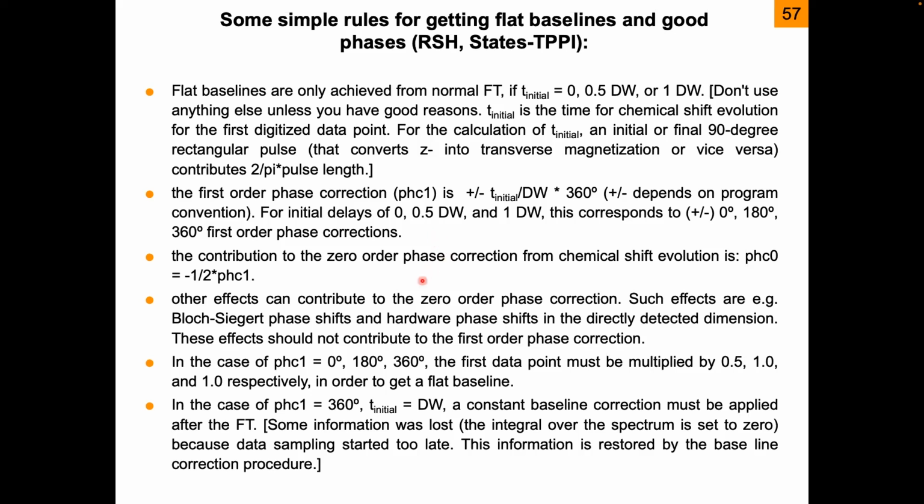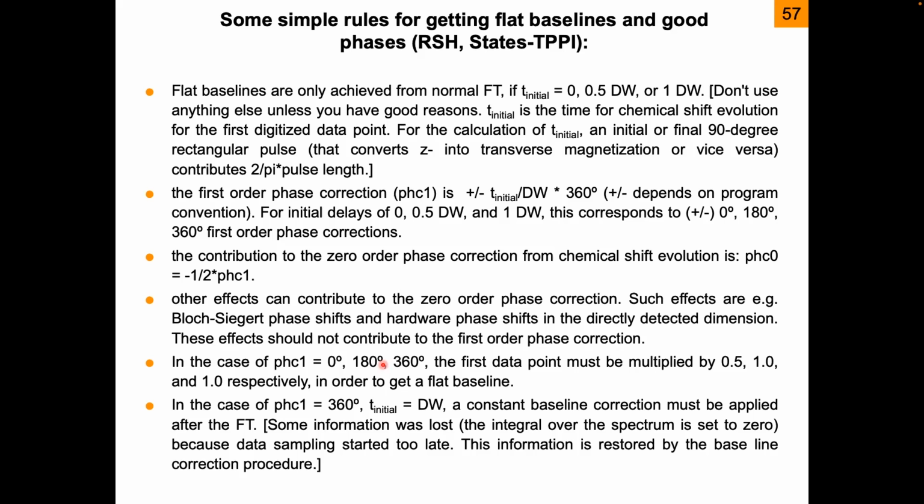But the rest can be calculated. And now for the first point multiplication: in the case of a first-order phase of 180 degrees or 360 degrees, you just leave the first point of the FID alone, multiplied by 1. But in the case of a zero first-order phase correction, meaning that your acquisition has started at time point 0 exactly, you have to multiply the first time point of the FID by a half.